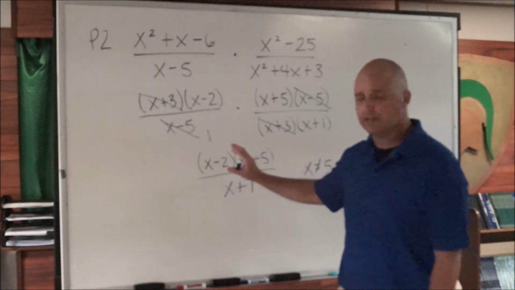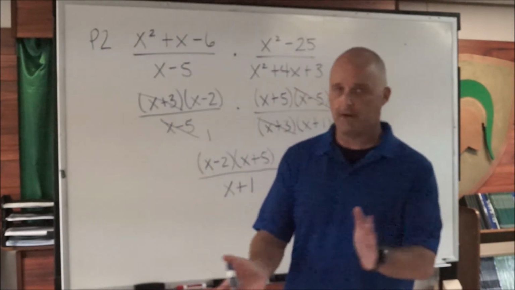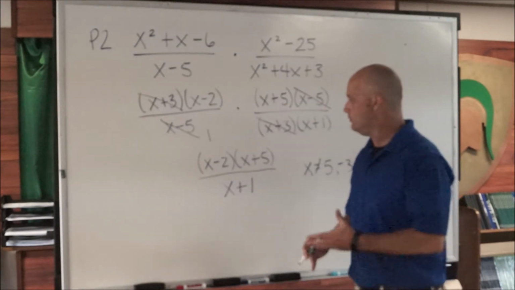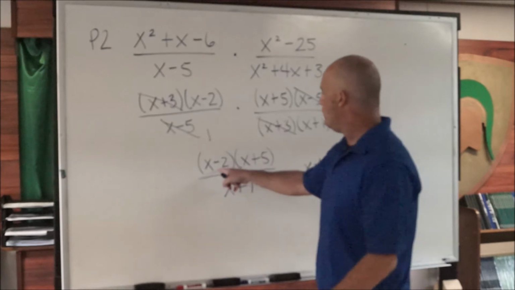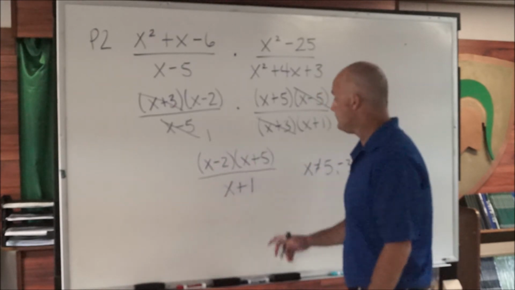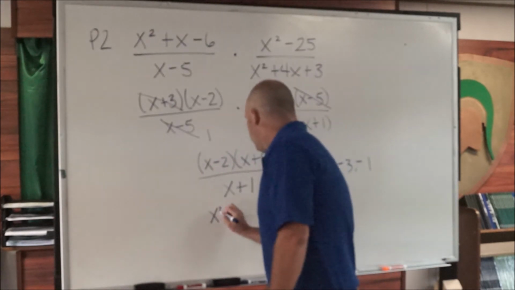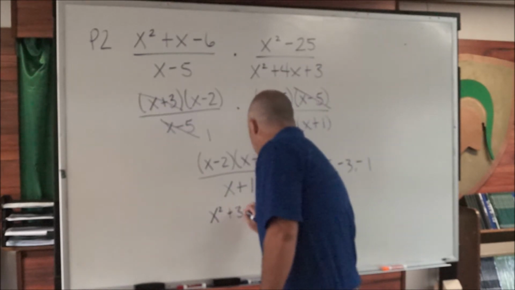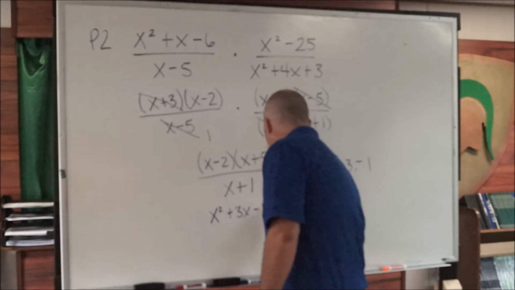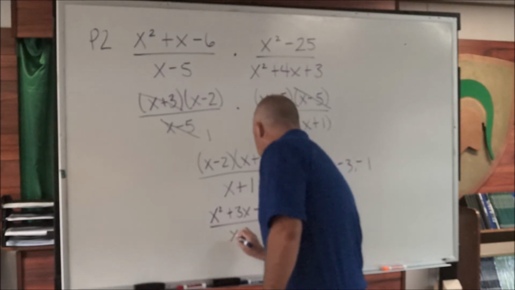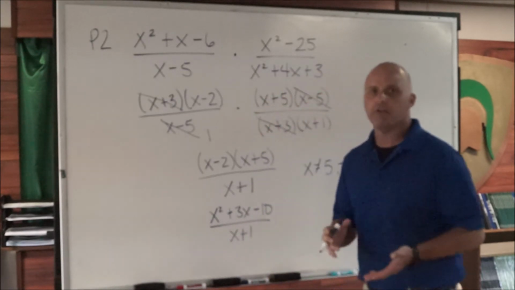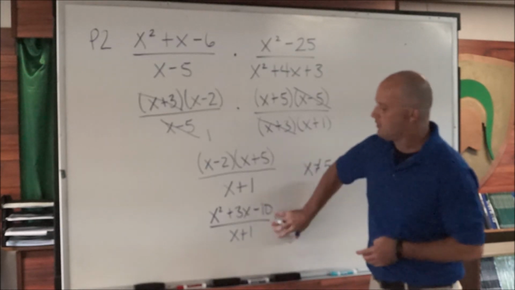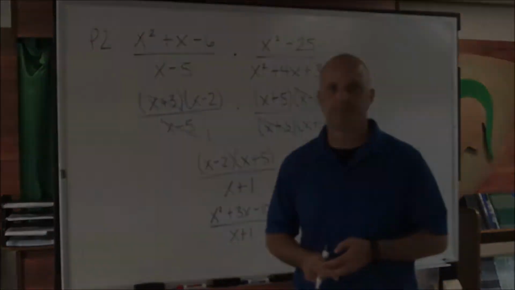Now there is a chance that the book or a test or whatever may ask you to take this back out to polynomial. So if it did that, go ahead and FOIL this out. And you're going to get x squared, and then 5x minus 2x is 3x, and then minus 10 over x plus 1. Just make sure you follow the directions. Sometimes it may want you to leave your answers as factors. Sometimes it may want you to rewrite the polynomial.